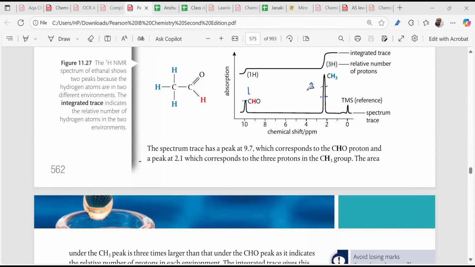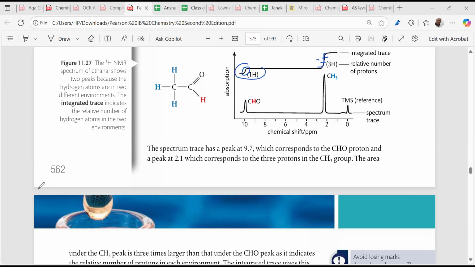Okay, 1:3, right? But instead of these peaks, you might get an integrated trace like this. Understood this part? So this is 1:3. You'll be getting an integrated trace like this, right? Also, to back up.